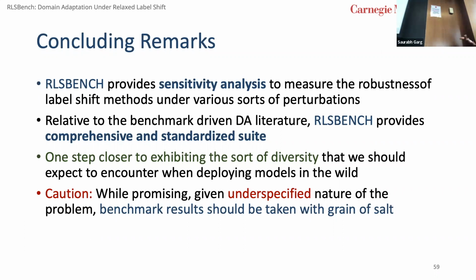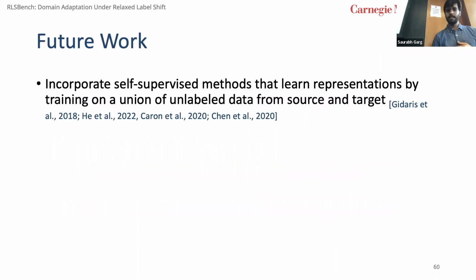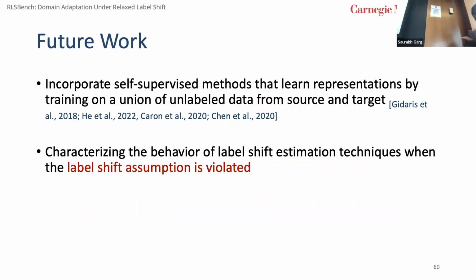We believe that this is one step closer to the kind of diversity that we may encounter in practice while deploying models. However, we have this word of caution: while these results are promising with our meta algorithm and the existing domain adaptation techniques, given that these problems are underspecified, we should take benchmark results with a grain of salt. We should always think about what kinds of shifts we may have in our data set, and that may also tell us more about the kind of methods that we should leverage.